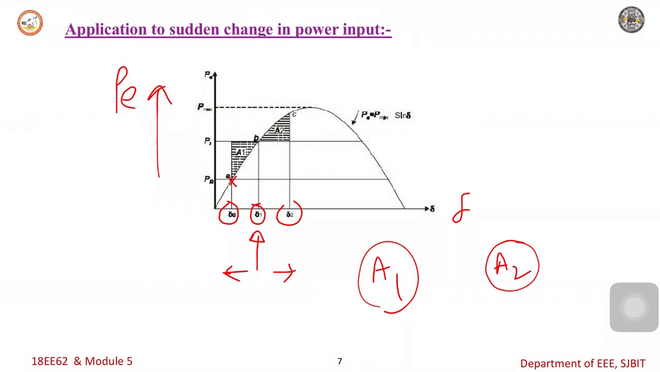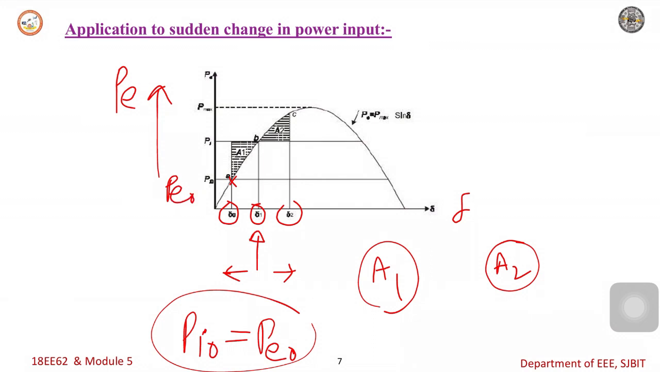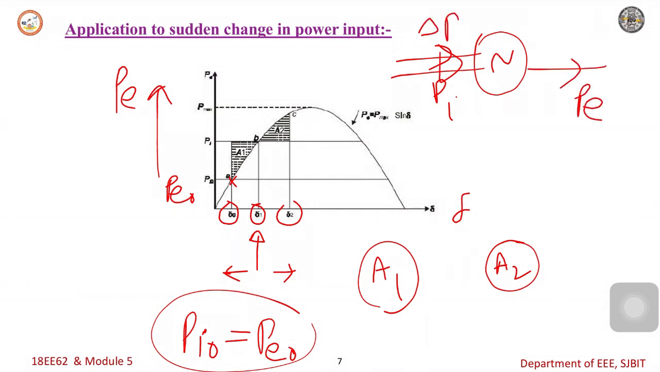In the above figure, point A corresponds to delta naught, the initial steady state operating point. At this point the initial power to the machine, Pi naught, is equal to Pe naught, where Pe naught is the developed power because of the input power. When a sudden increase in shaft input power occurs to Pi, in the synchronous machine, the mechanical power input gives the electrical power output. If there is a small change in the electrical power output, the accelerating power becomes positive, and the rotor moves towards point B. If you increase the delta value, then the electrical power output also increases.